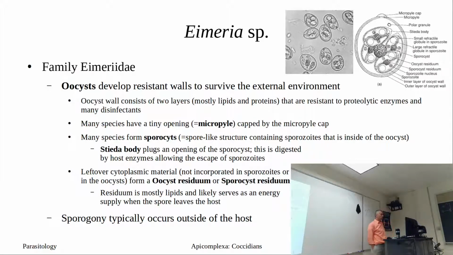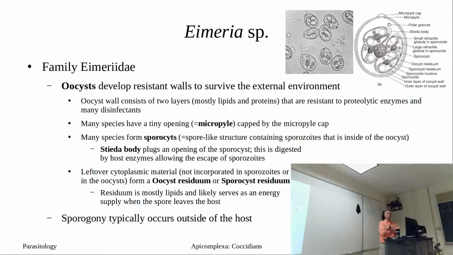This oocyst wall is resistant because it has two layers. The layers consist mostly of lipids and proteins, so it helps block out both the polar and the non-polar disinfectant products. They're also resistant to proteolytic enzymes, so you can't really even go in with some of those enzyme treatments. They're really resistant.